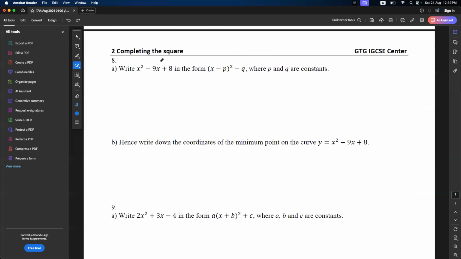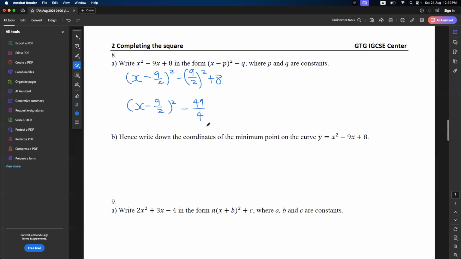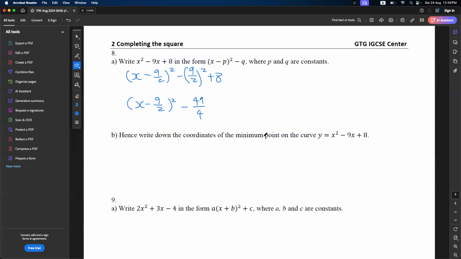Okay, question 8. This one is a straightforward one. So all you have to do is just complete the square properly, right? x minus 9 over 2 square minus 9 over 2 square plus 8. Type this part into your calculator. You should have gotten -49 over 4. Hence, write down the coordinates of the minimum point. The minimum point is again 9 over 2, -49 over 4. Okay.